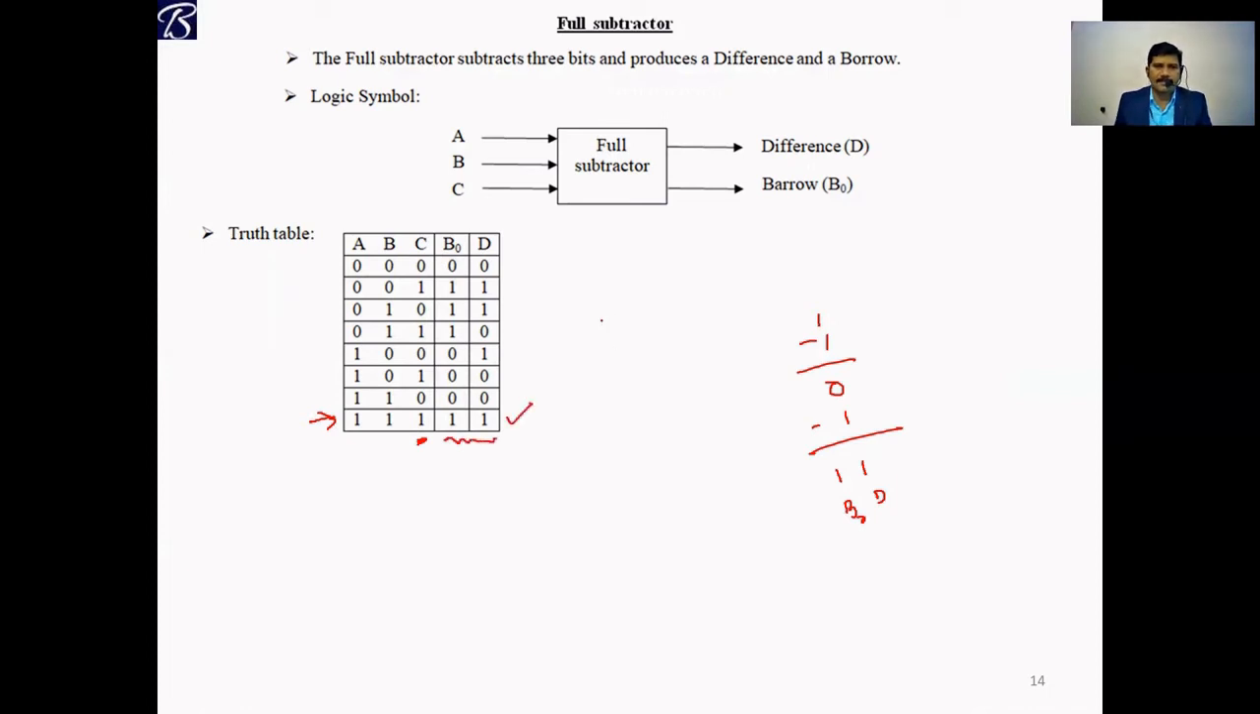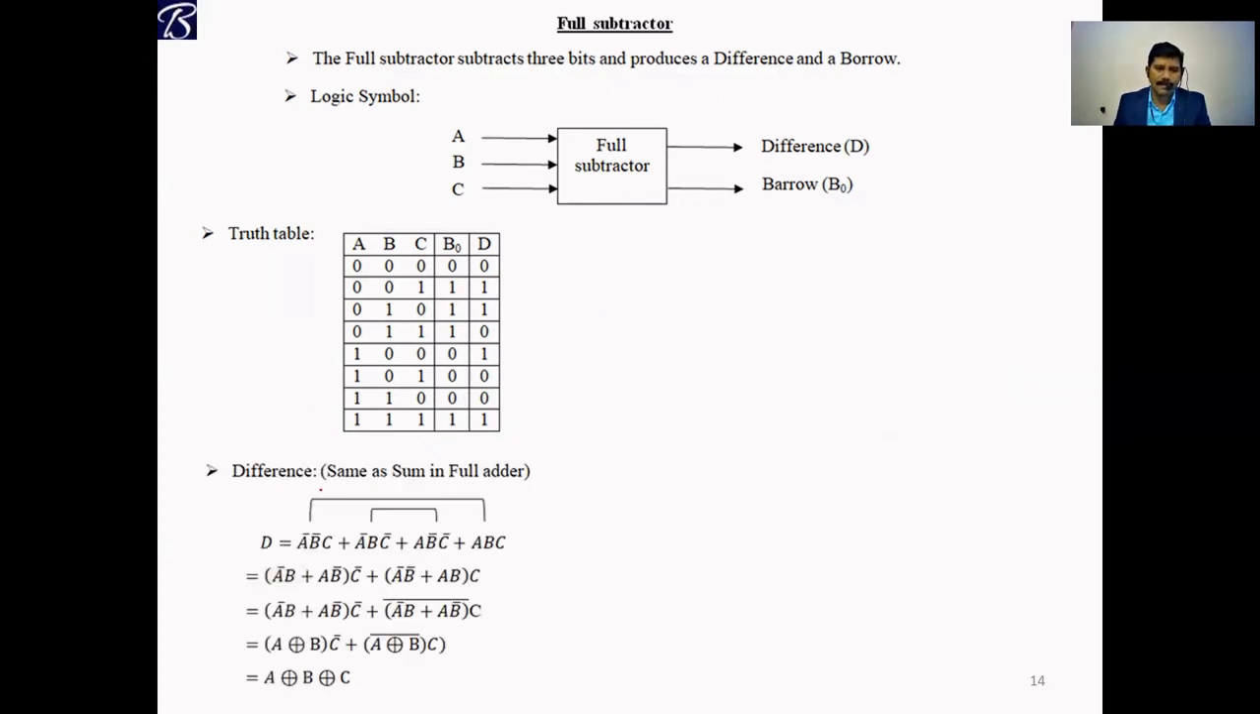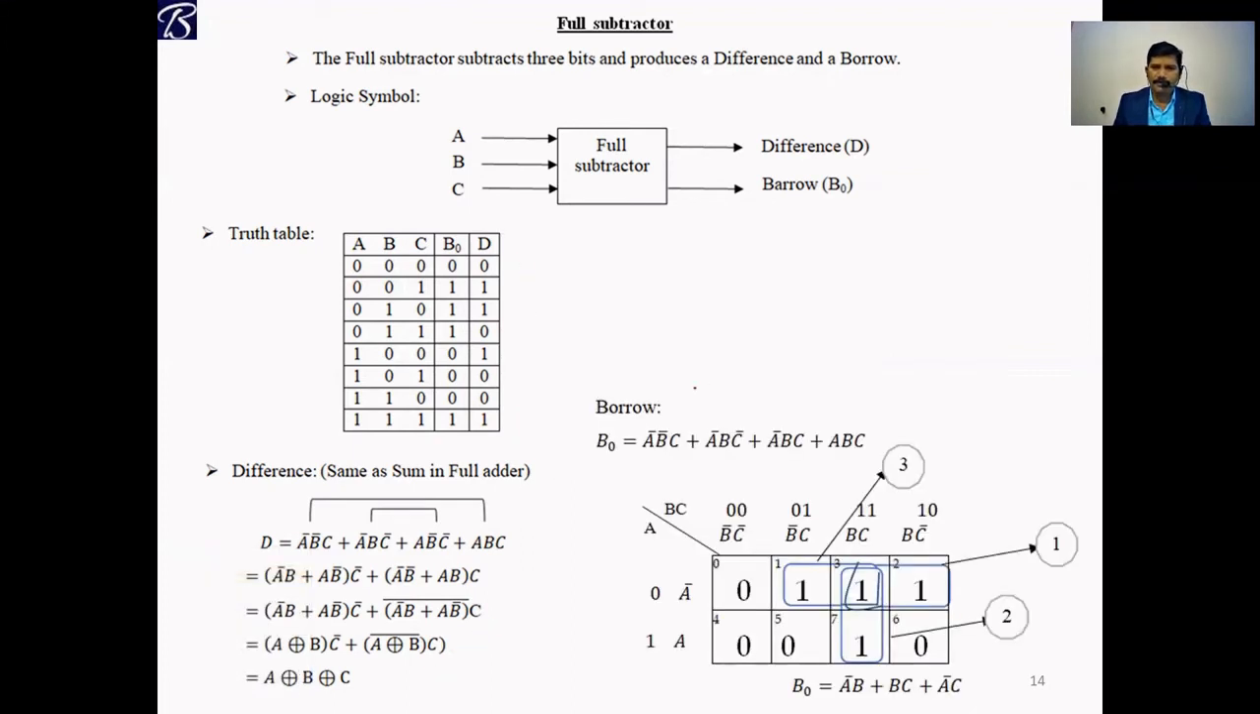So like this, the subtractor subtracts 3 bits and produces a difference and a borrow. Now if you observe, the difference is the same as a full adder, because this is the first minterm, second, third, fourth, and seventh one. So if you observe borrow, it is the first, second, third, and seventh.